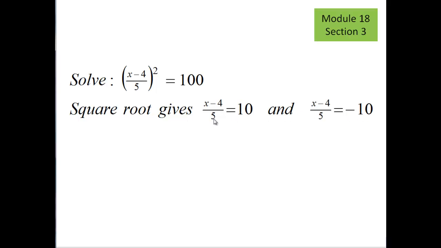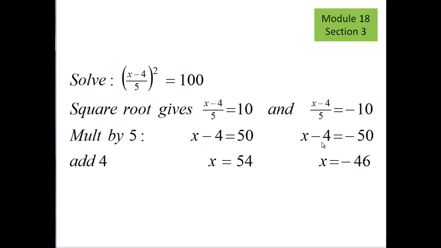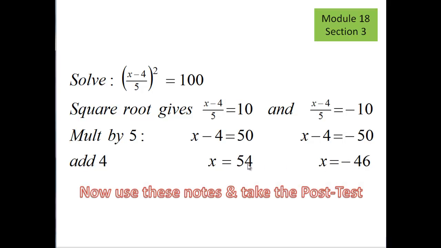So x minus 4 divided by 5 equals 10. X minus 4 divided by 5 equals negative 10. Multiply by 5, so you get x minus 4 is equal to 50. X minus 4 equals negative 50. I'm going to add 4. X is 54. Add 4. X is negative 46.